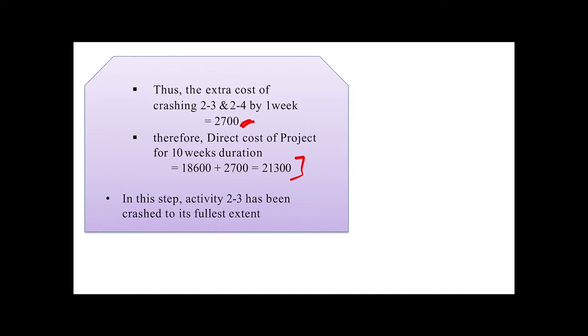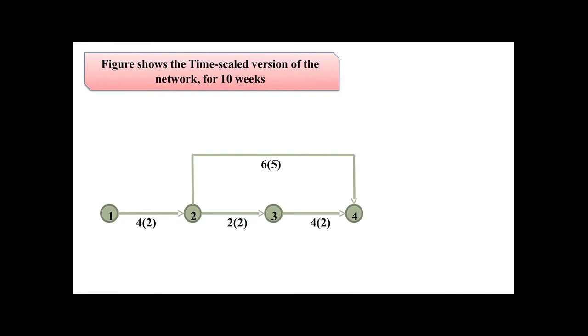Already we have found the crash time and the crash cost for the first stage. We just have to add the extra cost required for stage 2, so the direct cost will be 21300. In this step, we have reached the fullest extent of crashing for activity 2-3. It means 2-3 cannot be crashed further.